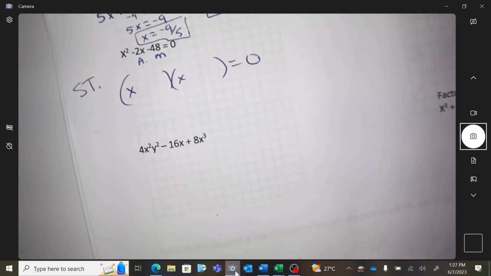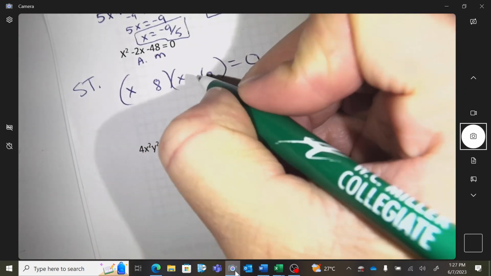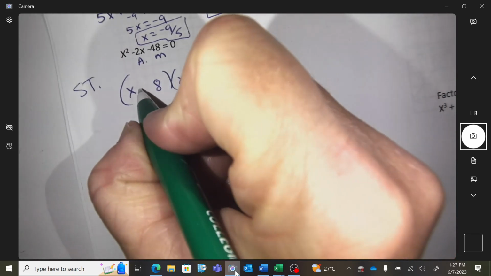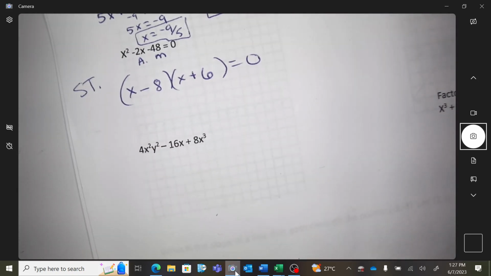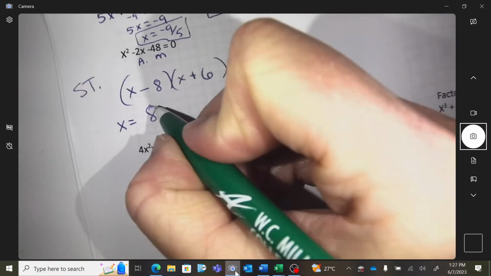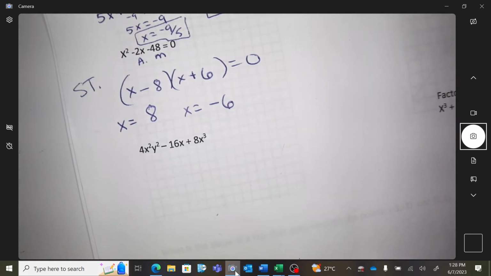So then, I have my times table on my exam. And 8 times 6 makes 48. And I need it to be a -2. So what are the 2? There's 2 solutions. I could have x be what? +8 or -6.